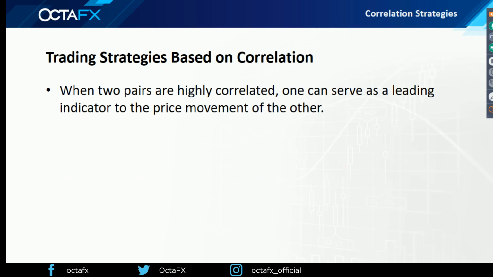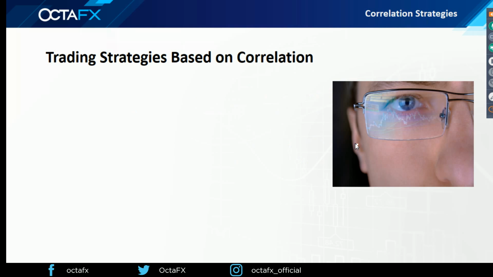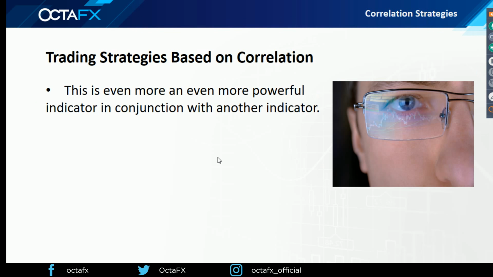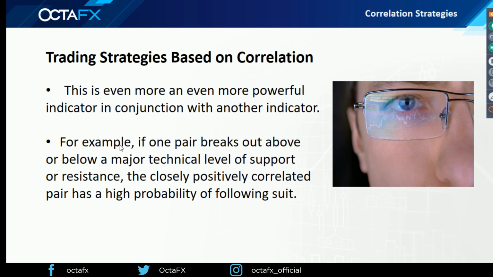If you're watching two currency pairs that have a strong positive correlation and you see a sharp move in one pair, you can anticipate a possible move in the other. This strategy is even more powerful when used in conjunction with another indicator. So for example, if one pair breaks out below a major technical level of support or resistance, the closely positively correlated pair has a high probability of following suit. So you see a major breakout in one pair, and the other pair that's closely correlated is going to be even more likely to follow in line with it.